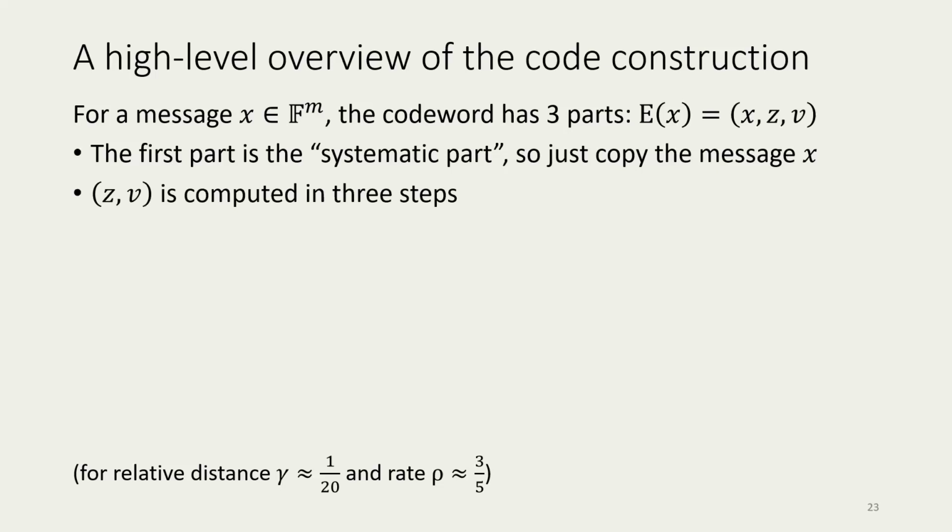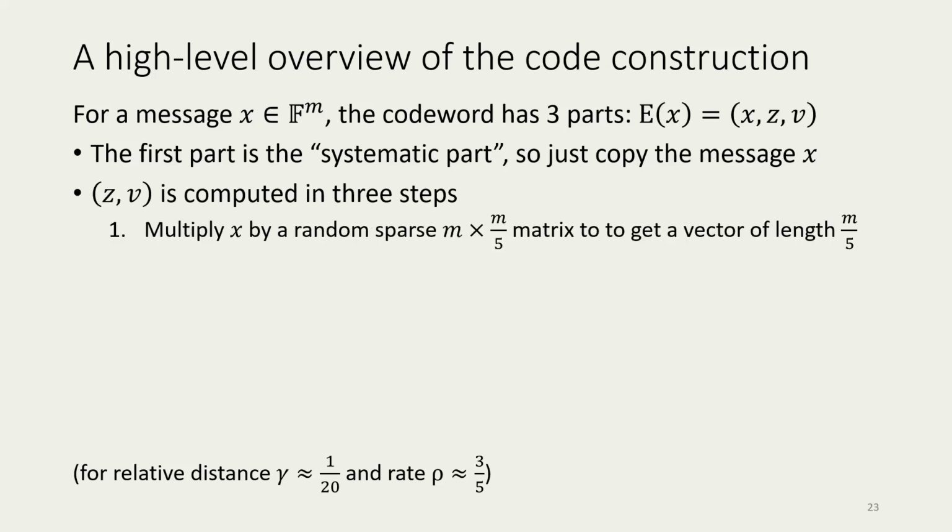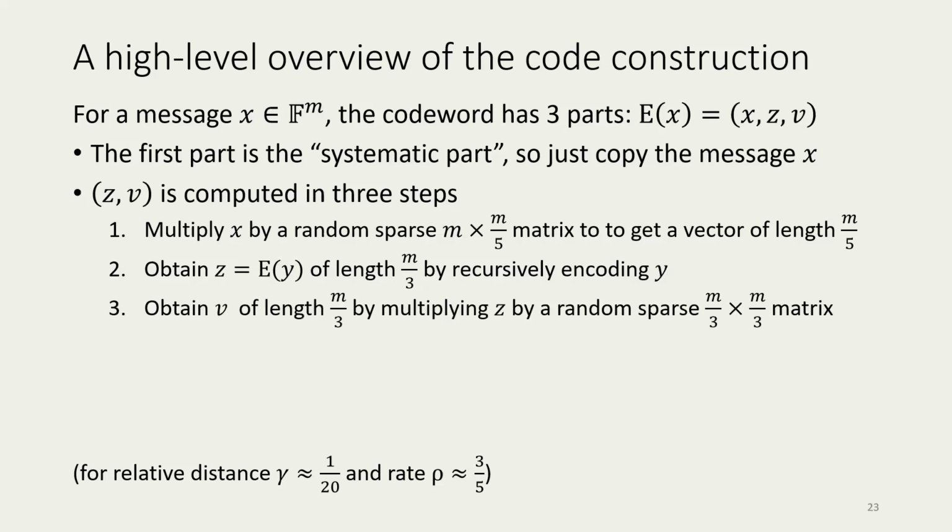The next two components are computed in 3 steps. First, we multiply this original message x with a random sparse matrix to get a shorter vector that I'm going to call y. Then we recursively encode this vector to get the second component. Finally, we multiply the second component by another random sparse matrix to get the third component.